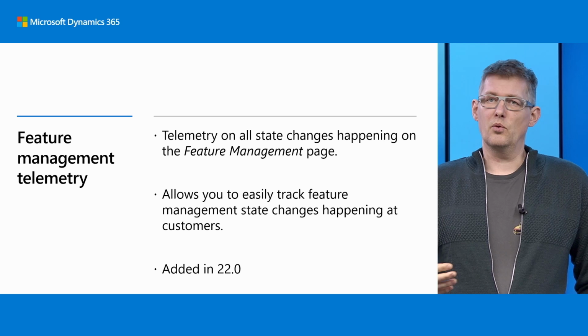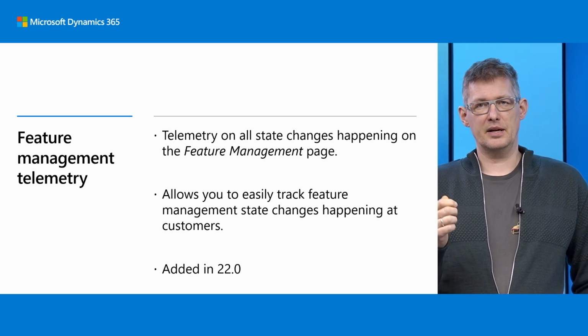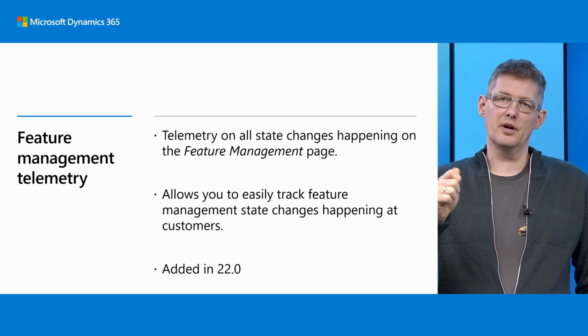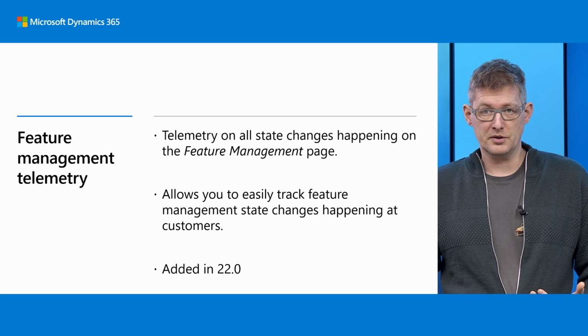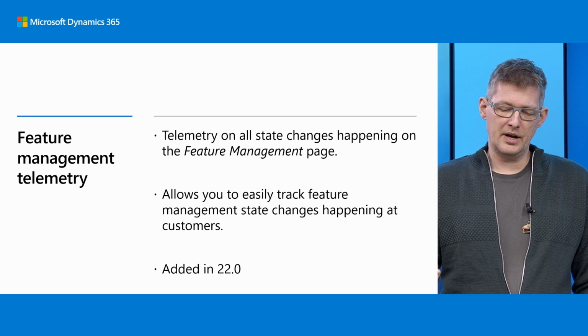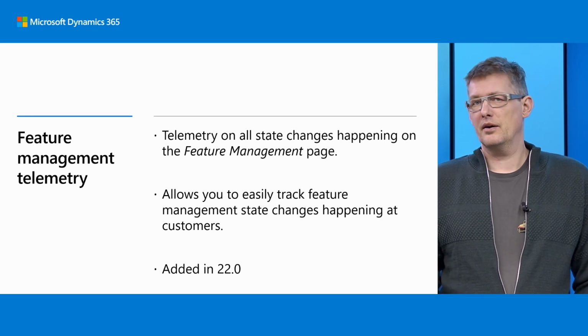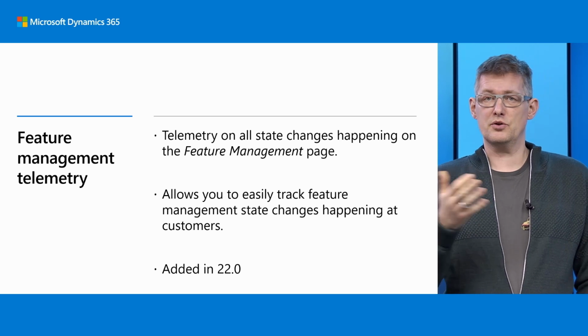Feature telemetry. So in Business Central, there's a page called Feature Management, and in here the administrator can turn things on and off. And as of version 22.0, you now get telemetry on these actions. So you can actually start to track if customers change these. And of course, you can alert on them.